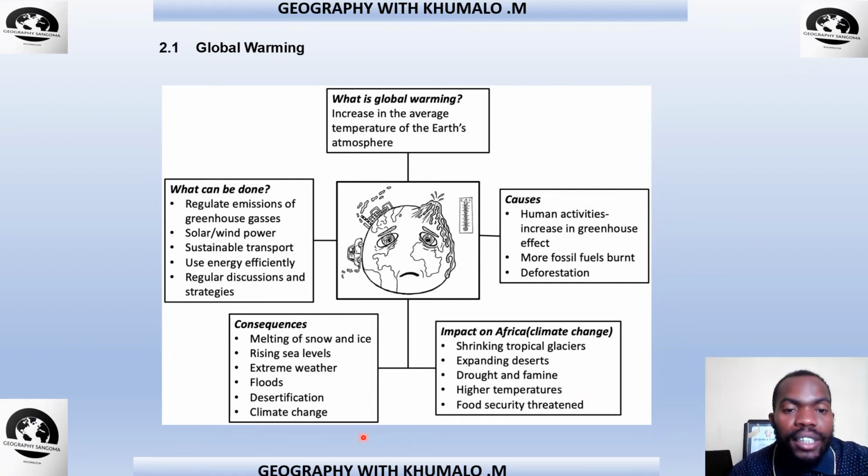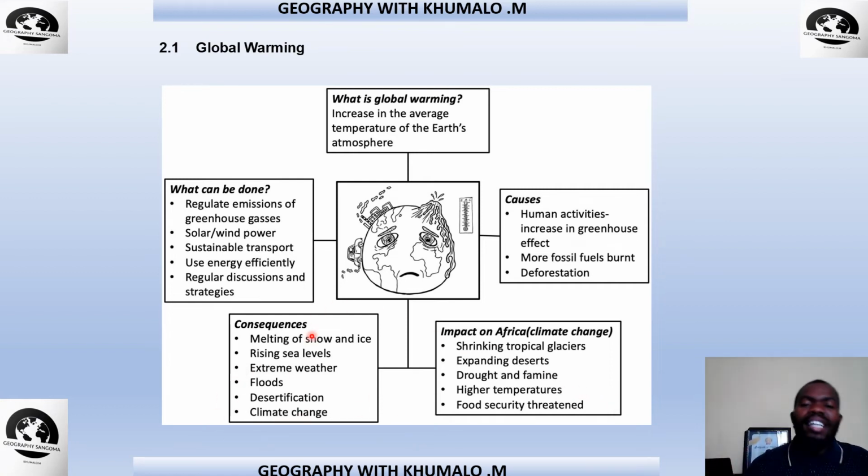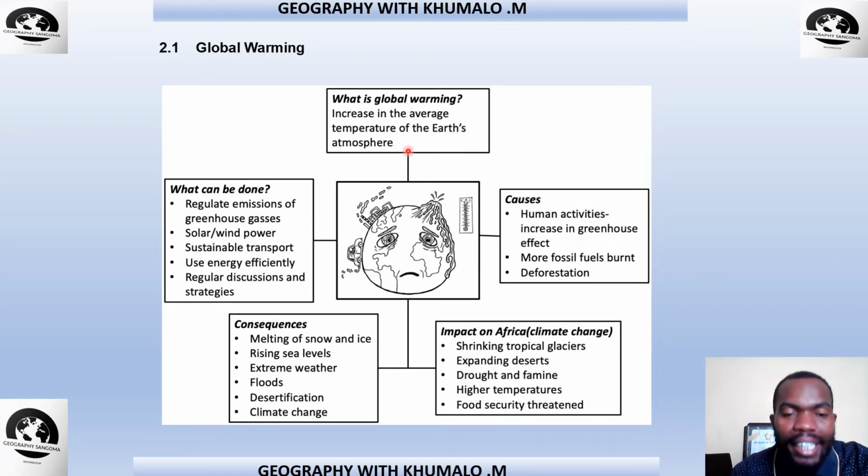And then what are the consequences of global warming? Now, when this global warming is happening in grade 10, what are the consequences? Because some of you will say the consequences. Now, the consequences of global warming will be melting of snow and ice. There will be rising sea levels. Now, you know that once there is a rise in sea levels, there will be floods. Extreme weather, desertification, and climate change will be our consequences.